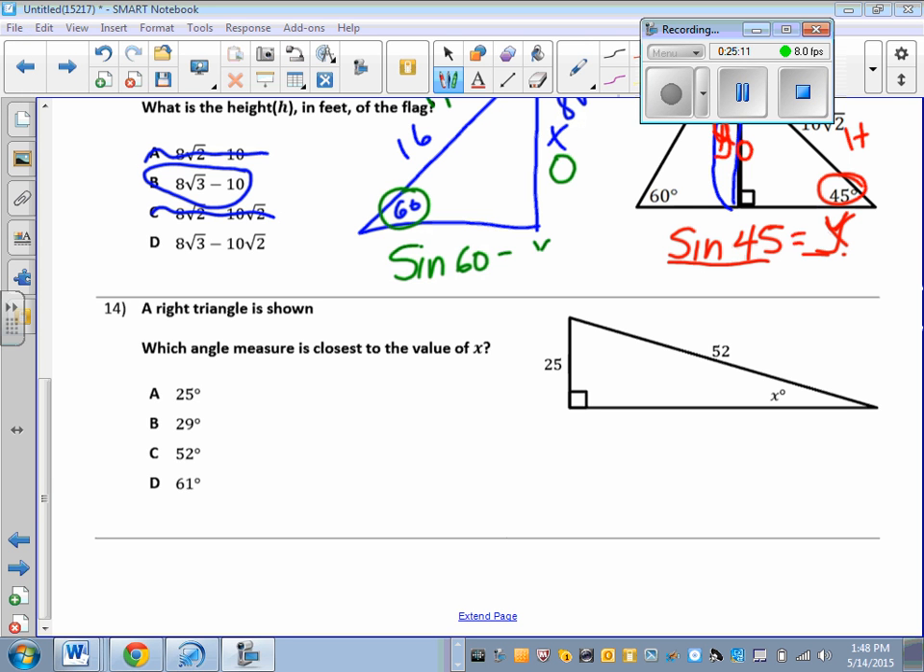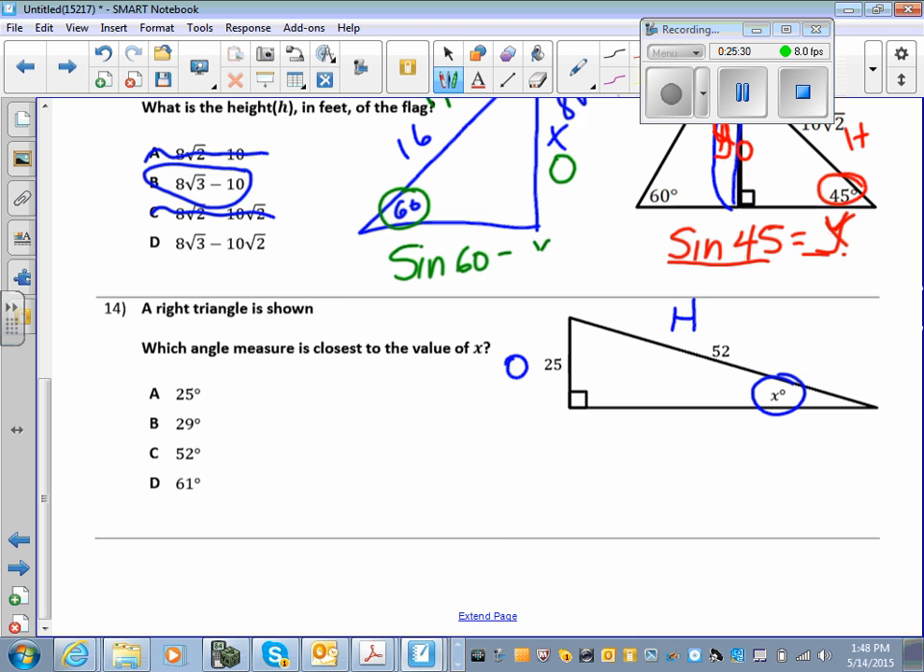No. So circle the angle, or what is the answer? All right, let's see, B is the right one. So circle the angle you're looking for. This is the opposite side, and this is the hypotenuse. So which trig ratio has OH? Sine, right? Sine of x is 25/52.